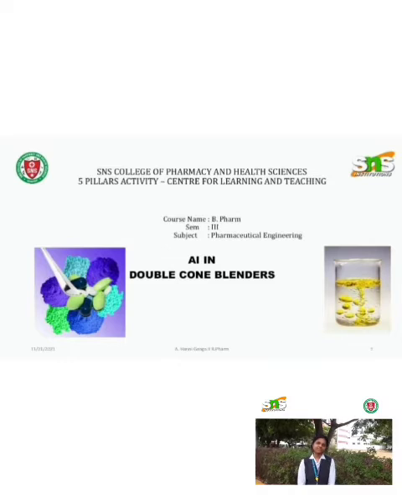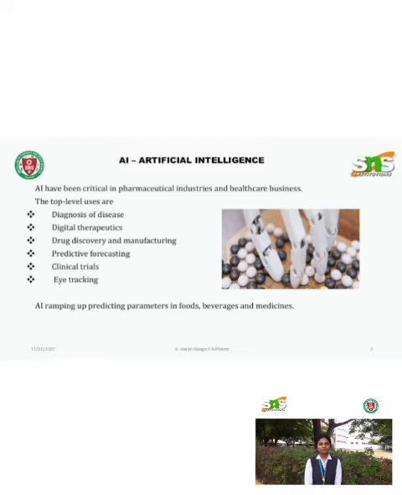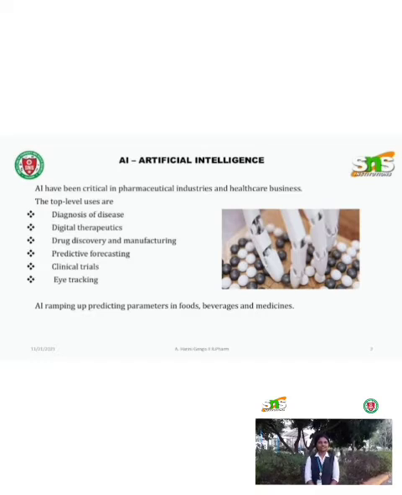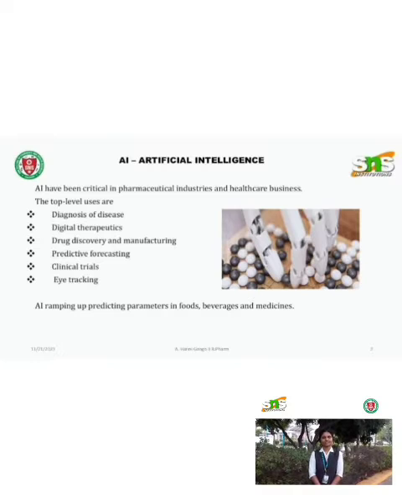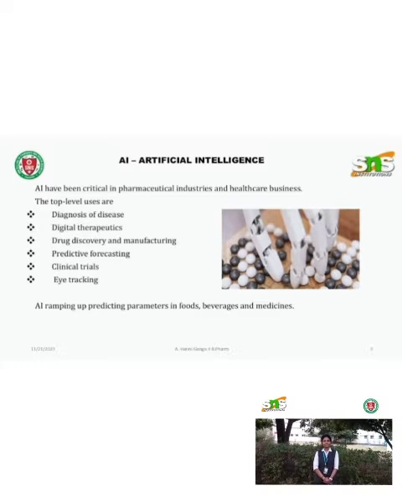Artificial intelligence has been critical in pharmaceutical industries and healthcare businesses. The top level uses are diagnosis of disease, digital therapeutics, drug discovery and manufacturing, predictive forecasting, clinical trials, eye tracking. It is ramping up predicting parameters in foods, beverages and medicines.